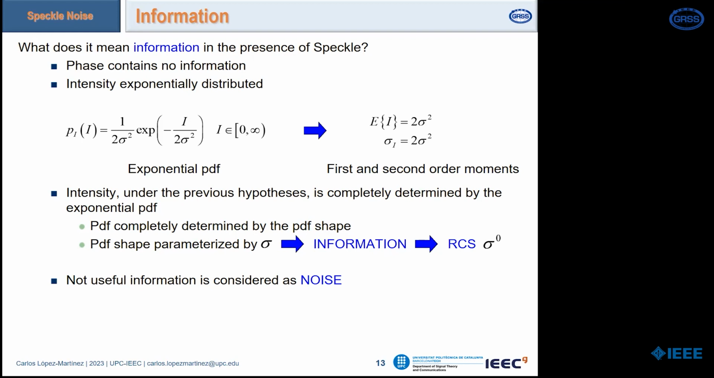Okay, so therefore, the information is not on the value of a given pixel, but in this distribution, in these moments. So what we need to find out is this parameter sigma, which at the end completely defines the distribution. And this sigma is nothing more than the radar cross-section. So if we have the intensity, we have a parameter that is the useful information, and the other thing is the noise. The noise is the variability across this mean value.